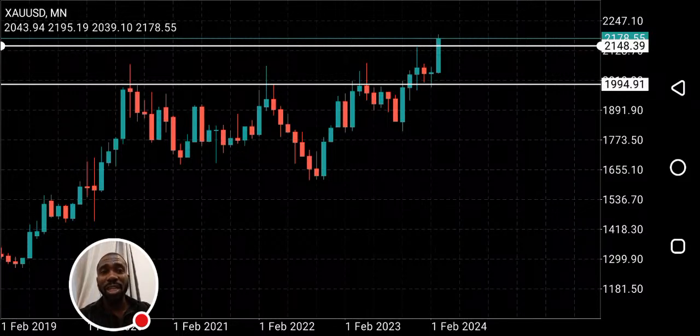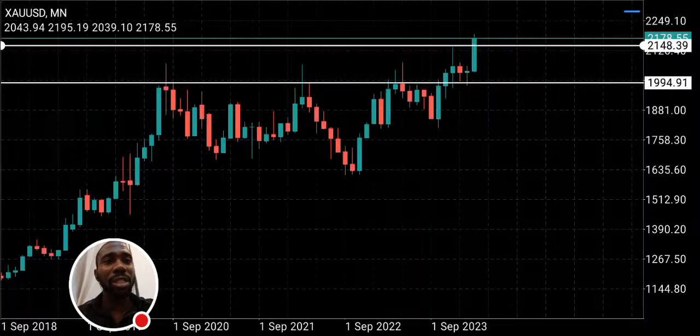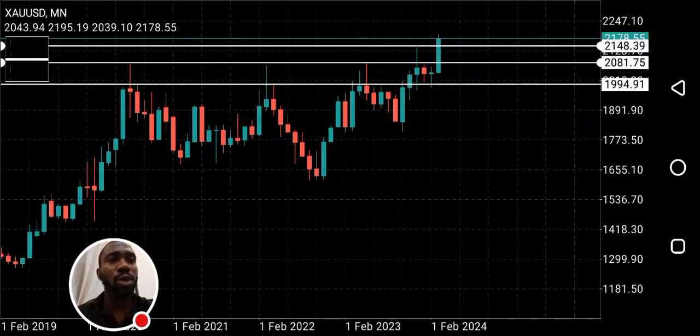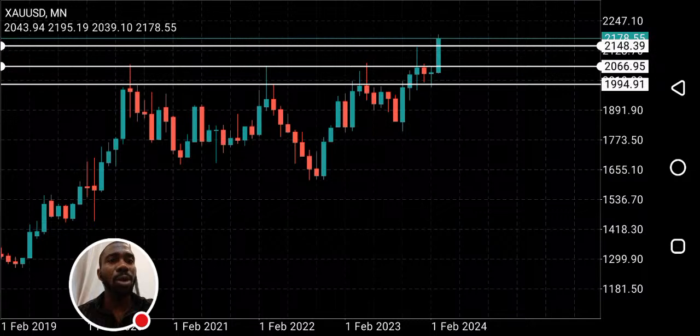Though the long-term trend is still bullish, we want to see price pull back before we consider buying gold. My expectation is that gold will pull back to this resistance, which has become support. That is the area I would consider buying gold.